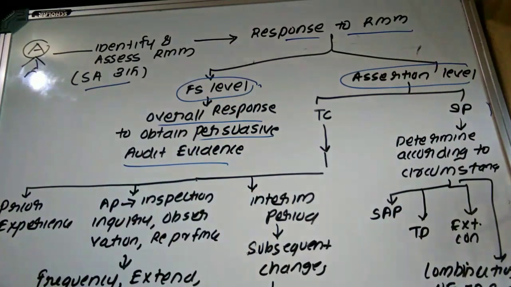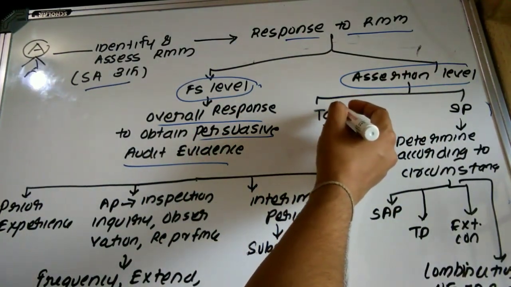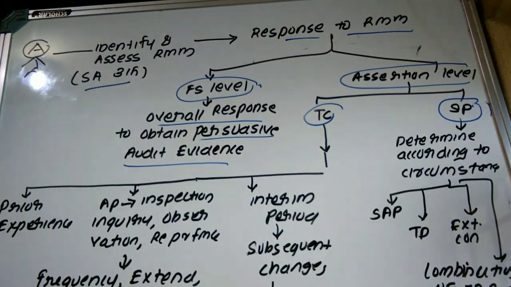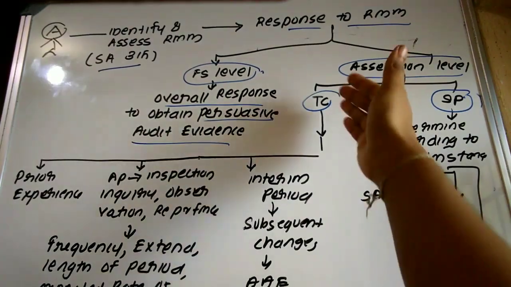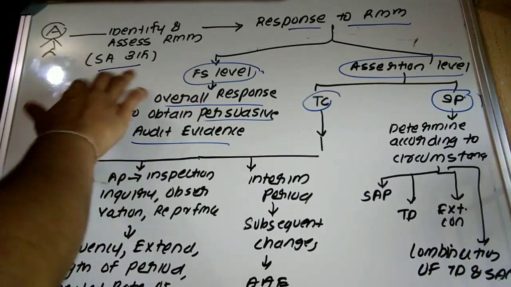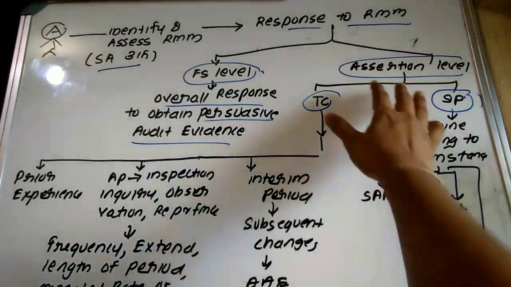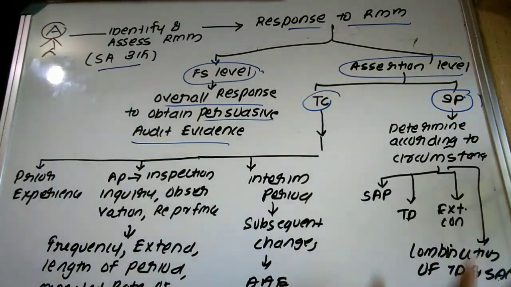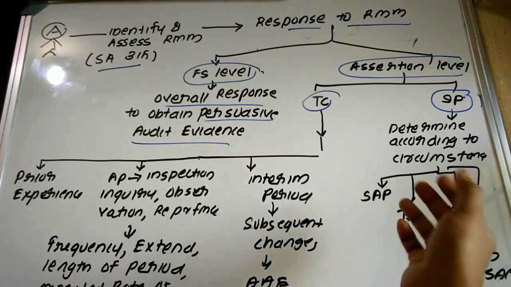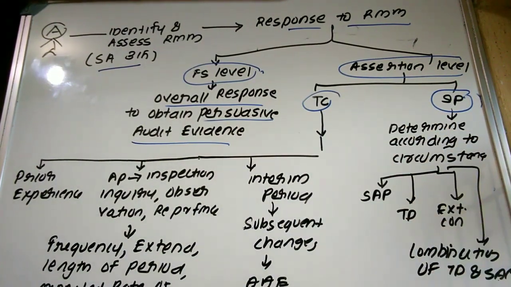Then if it is at the assertion level, the auditor shall perform what? Test of controls as well as substantive procedures, right? If the auditor identifies and assesses the risk of material misstatement as per SA 315 at the assertion level, the auditor shall perform test of controls, mainly for the purpose of determining the operational efficiency of the internal control system. Substantive procedures, okay? Sometimes substantive procedures may not provide sufficient and appropriate evidence with respect to the assertion level. So he should perform what? Test of controls with that.